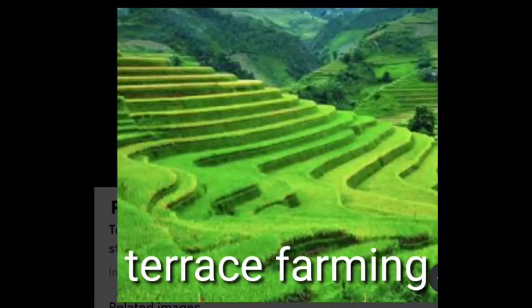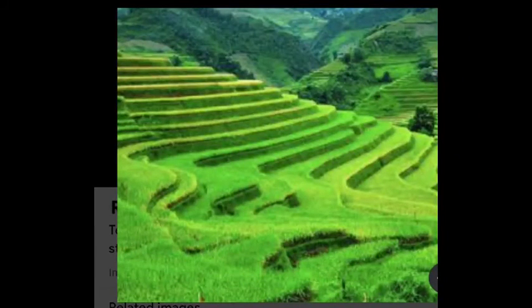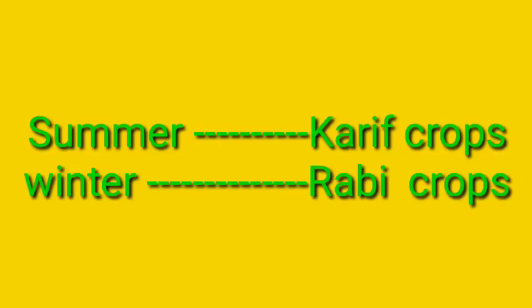In India, you'll find that there are two types of crops. It depends on what kind of season it is and when the crop is grown. The crops that are grown in the summer season are called kharif crops. The crops that are grown in the winter season are called rabi crops. Remember, summer is kharif crops, winter is rabi crops.